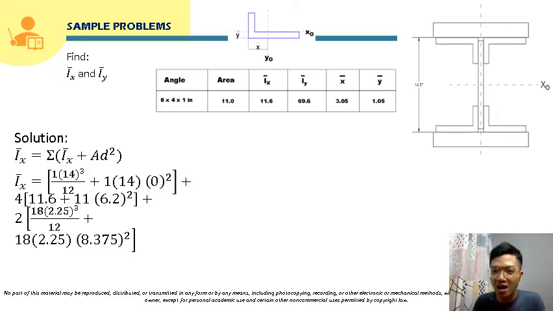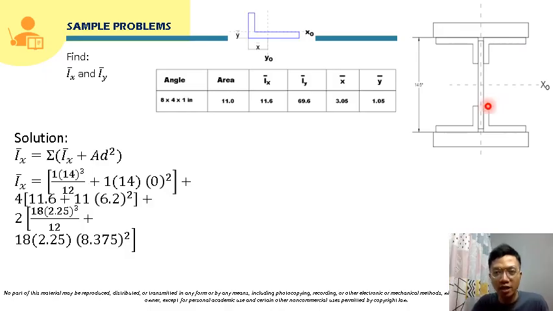So again, that is half of 14.5. 14.5 divided by 2 minus y bar. Our y bar here is 1.05 from the table. So the answer, the distance d, is 6.2. That will be AD squared. Our area for each angle is 11, so that is 11 times the distance d, 6.2 squared. We multiply it by 4 since we have four angles here.